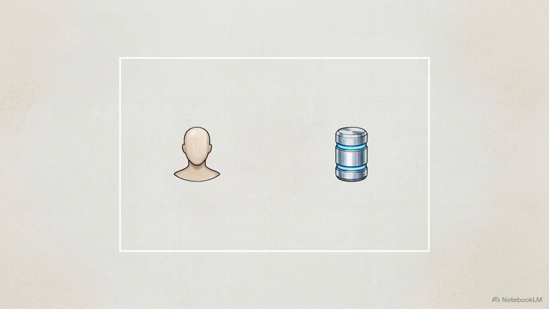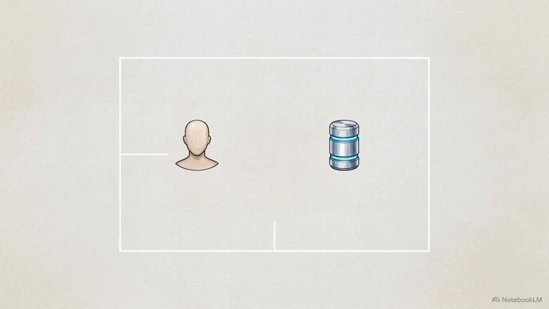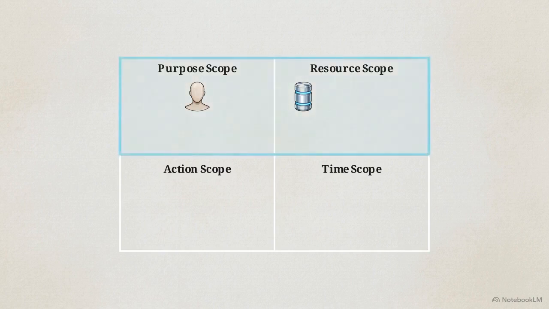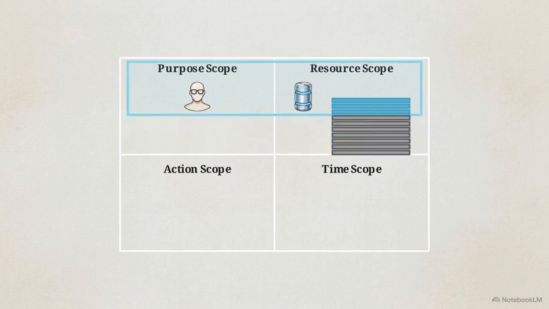We can visualize these constraints as the access envelope, a multidimensional boundary defining exactly what an authenticated subject is authorized to do. It segments into 4 distinct quadrants: resource scope, action scope, purpose scope, and time scope. The principle of need to know tightly constrains the purpose and resource scopes. An academic advisor has a legitimate purpose to view student data, but they only need to see records for their specific assigned students. The envelope shrinks, locking out the rest of the dataset.